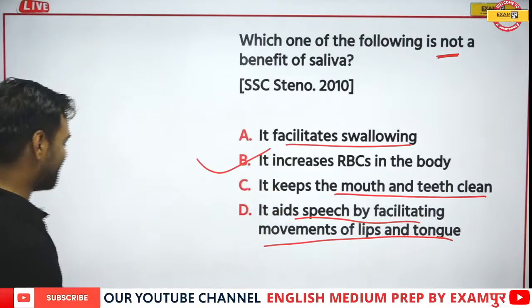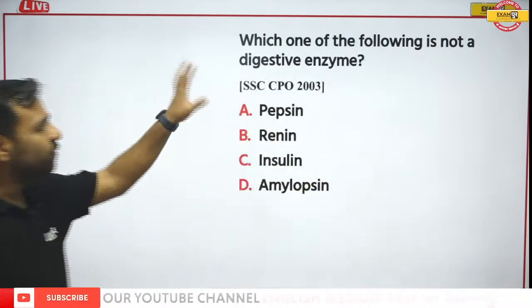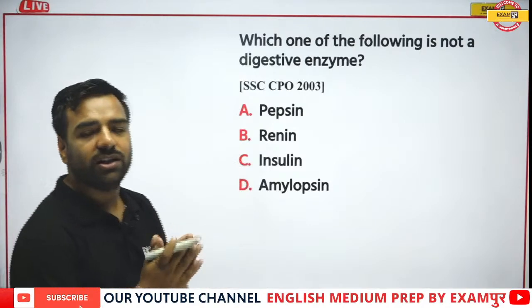Fine. Let's move forward. So here the option number B is correct. Next. Which one of the following is not a digestive enzyme? Now this one question can create confusion.